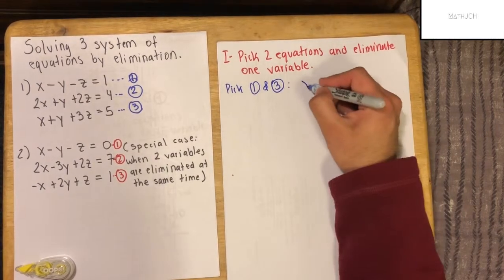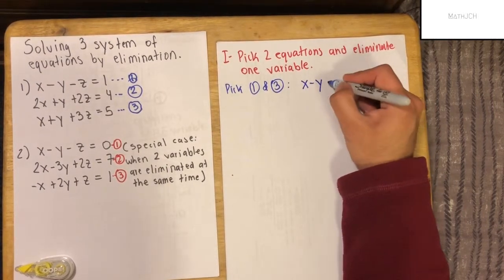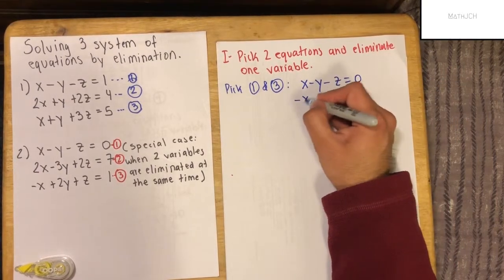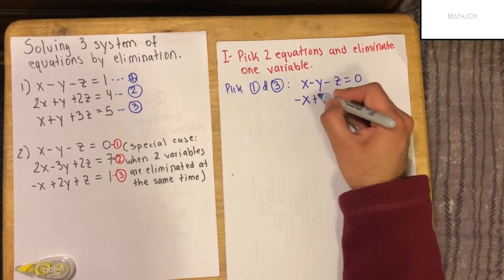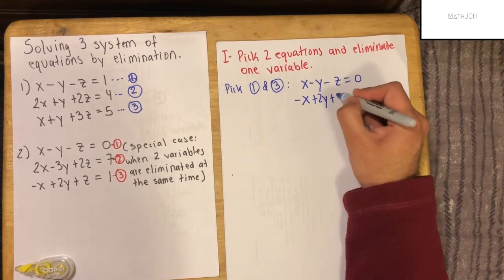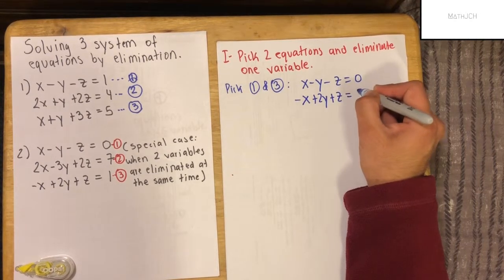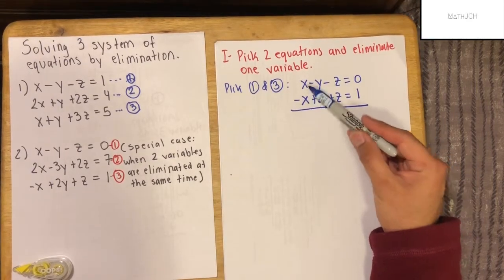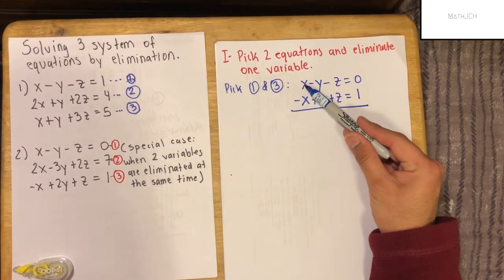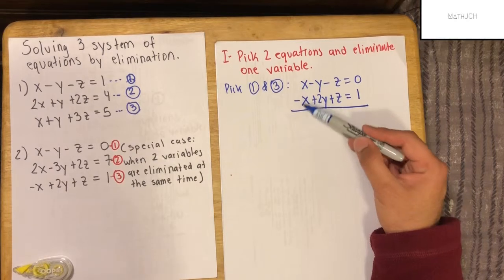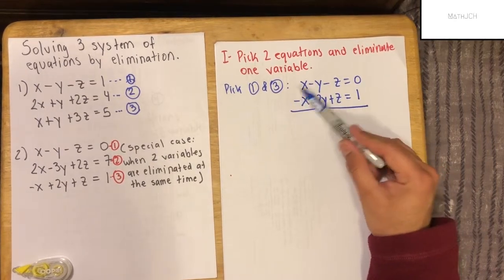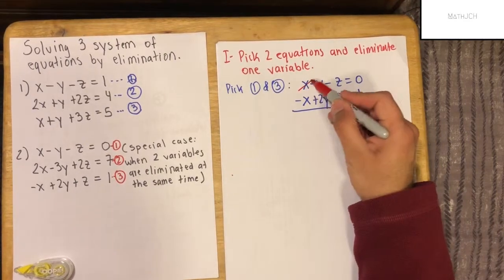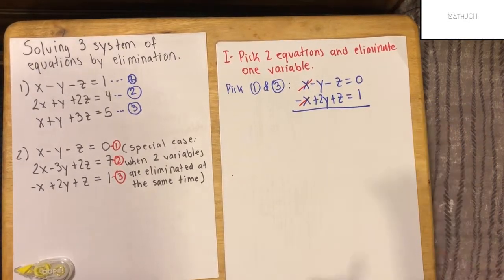Okay, so equation 1 is x minus y minus z equals 0. And equation 3 is minus x plus 2y plus z equals 1. Notice that in this case, we are ready to eliminate variables because this x is positive, this x is negative. So we don't have to multiply by anything else to change it. Therefore, this x with this negative x will cancel.